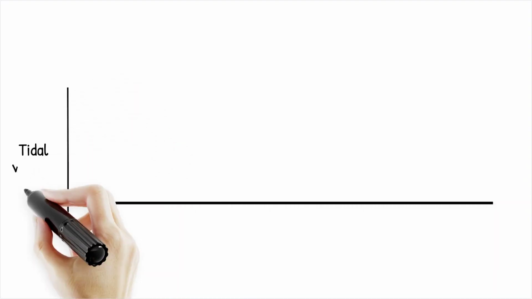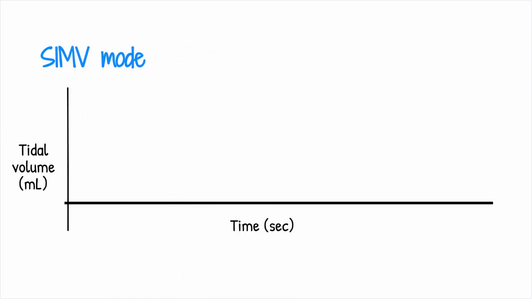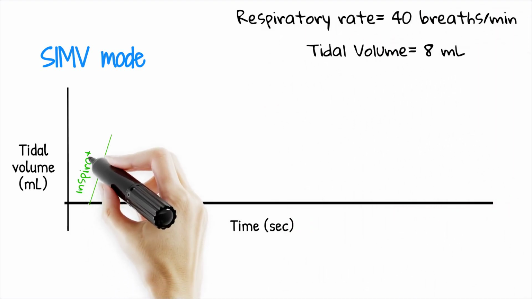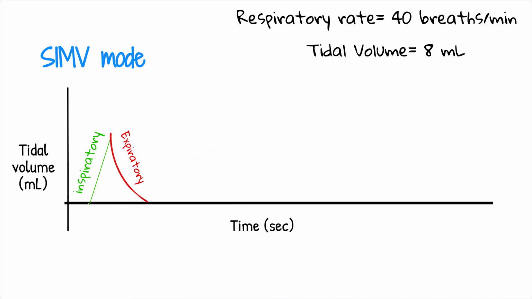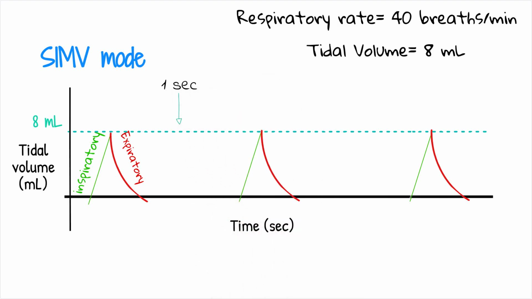So now, let's compare this to the SIMV mode. In the SIMV mode, we can copy the same settings with a respiratory rate of 40 and a tidal volume of 8 milliliters. And if you look closely, you'll see that the breath will be delivered every 1.5 seconds, just like in the AC mode. So you should be asking yourself this question, then what is the difference? Let's imagine what a patient-triggered breath would look like at the 1 second mark in this SIMV mode.